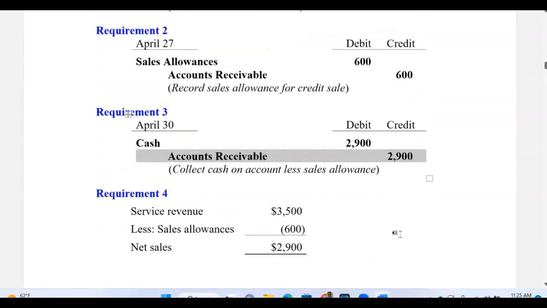And the net sales, how much is it? Is sales $3,500 less sales discount, which we don't have, less sales returns, which again, we don't have in this scenario, less sales allowance, $600, and that gives you net sales. So what is net sales? Net sales is sales minus sales discount, minus sales returns, minus sales allowances.